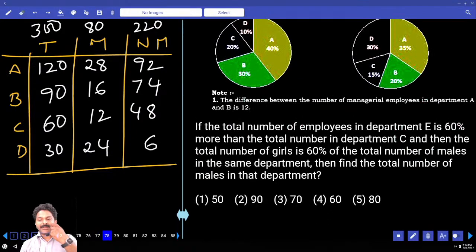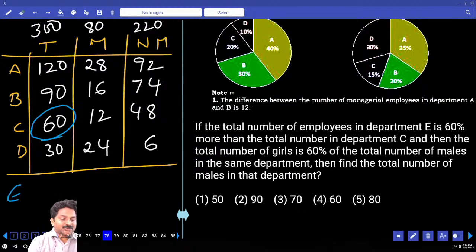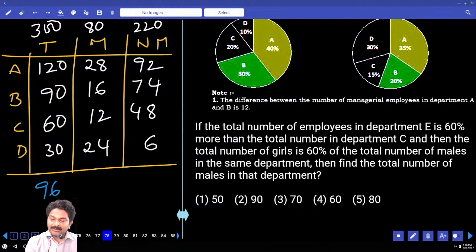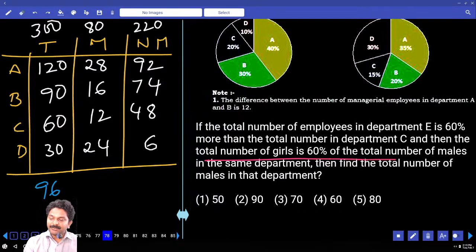The total number of employees in department E is 60% more than the total number of employees in department C. In department C, we have 60 in total. Now in E, it has to be 60% more. 60% of 60 is 36 more. So 96.